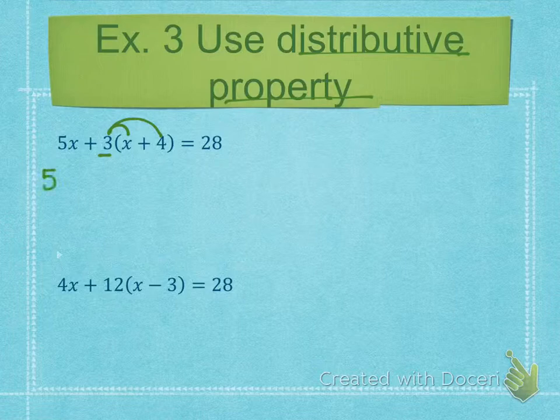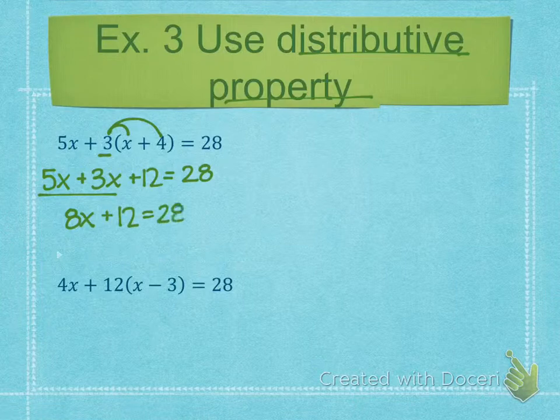So I leave my 5x here because he just needs to hang out until we're getting ready to combine like terms. So 3 times x is 3x. 3 times 4 is 12 equals 28. Now I go back to that very first rule, always combine like terms. So I'm going to combine like terms. 5x plus 3x is 8x plus 12 equals 28. I've still got like terms here, so I'm going to subtract 12 on both sides. And I get 8x is equal to 16.